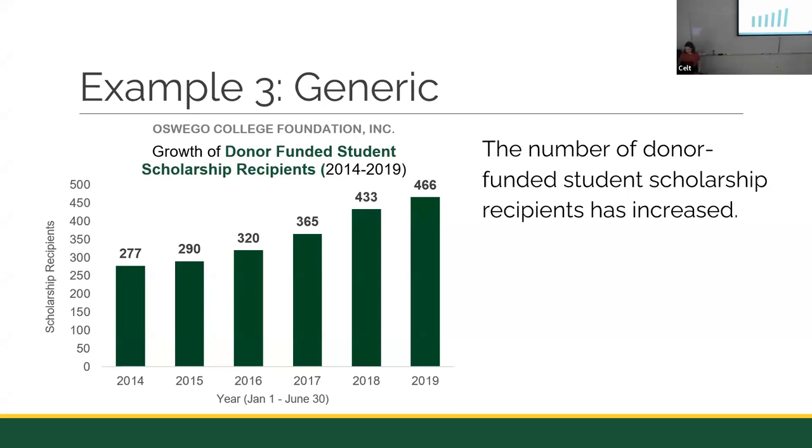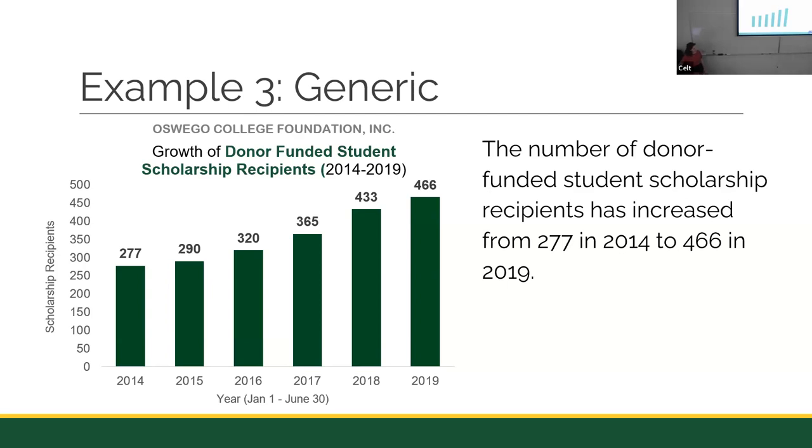So for this example, we have a fairly simplistic bar chart, bar graph. I don't know what the correct wording is, but whatever. There's kind of a lot of information. There's a lot of numbers there, right? But very generically, we can see from the bars themselves that whatever data points we're comparing is increasing. So the very generic alt text could be the title of the graph. The number of donor-funded student scholarship recipients has increased. Just plain and simple. That's all we need to know.